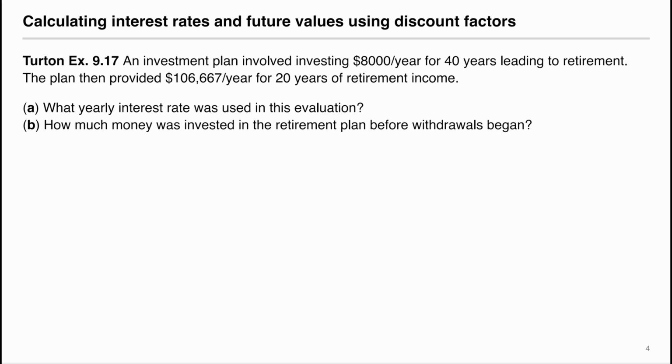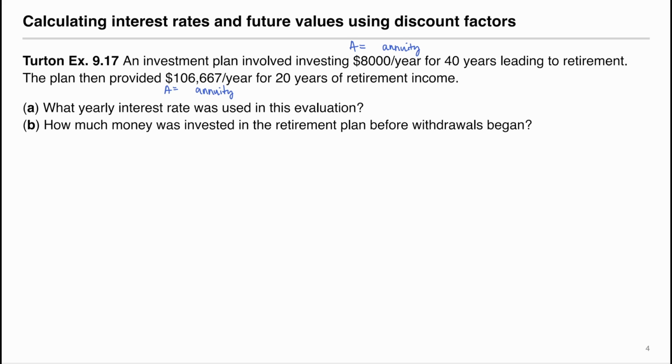Let's look at another example that calculates interest rate and future values using discount factor. The example is an investment plan that involves investing a constant $8,000 per year for 40 years, leading to retirement. This is a constant value with consecutive years, meaning this is an annuity. And then the plan provides money for 20 years of retirement income. After those 40 years, they will pay you back. So this is another constant value with consecutive years. This is another annuity.